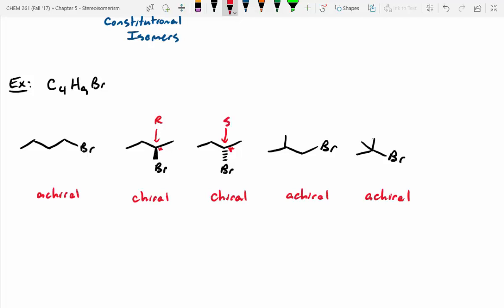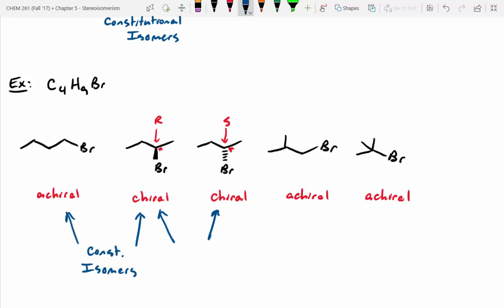All right, now what we need to do is determine the relationship between these isomers, right? So first one and second one, how are they related? Constitutional. Yeah, constitutional isomers. So these will be really easy to separate. They have very different physical properties. What about these two? They're stereoisomers, right? They have the same connectivity.